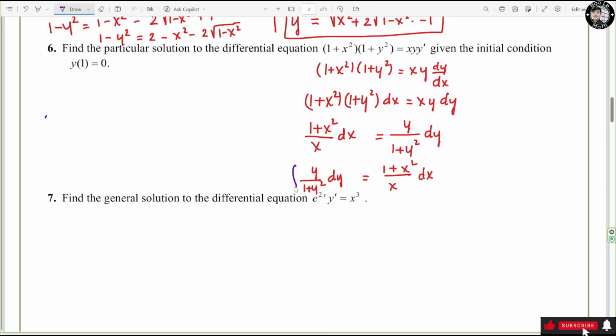Now I'm going to integrate both sides. On the left hand side, I just multiply the top by 2 and divide by 2. If you take the derivative of the bottom, it's actually the top. So then you can apply the formula: the antiderivative of u prime du over u is ln absolute value of u plus c. So the left hand side becomes 1/2 ln absolute value of 1 plus y squared.